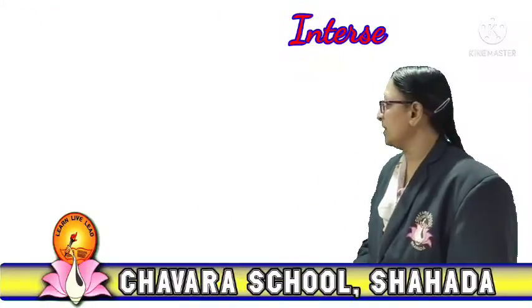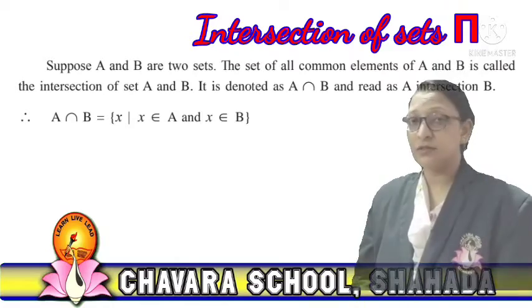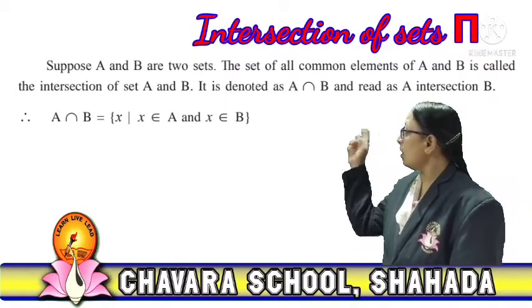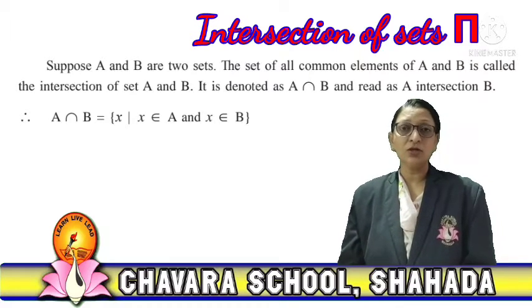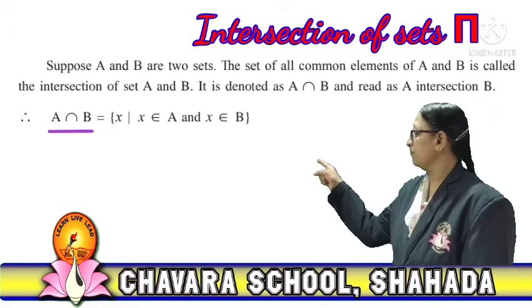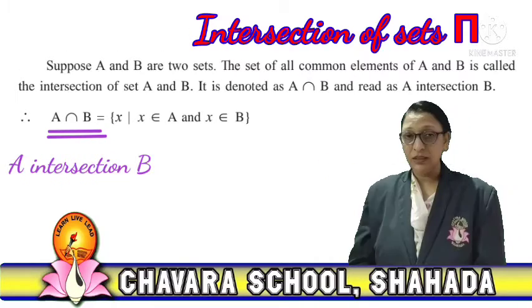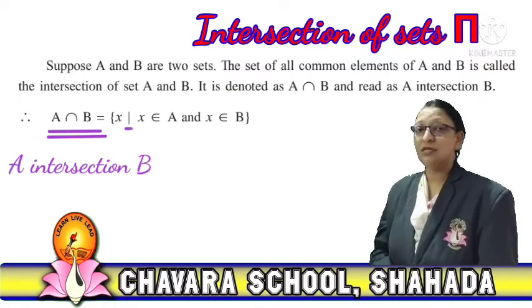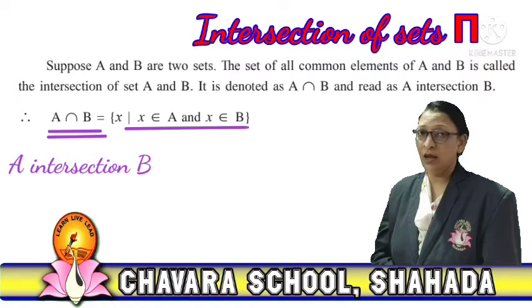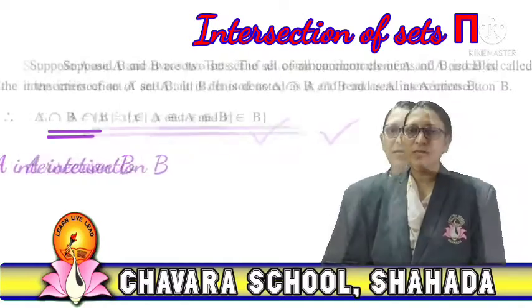Let us learn intersection of two sets. Suppose A and B are the two sets, then the set of all common elements of set A and B is said to be the intersection of set A and B. It is denoted by A ∩ B and is read as A intersection B. Therefore, A intersection B is the set of all x such that x belongs to A as well as x belongs to B. Let us study few examples.